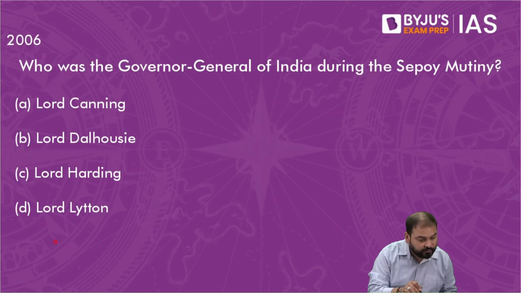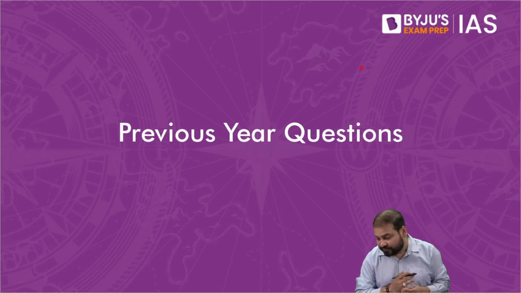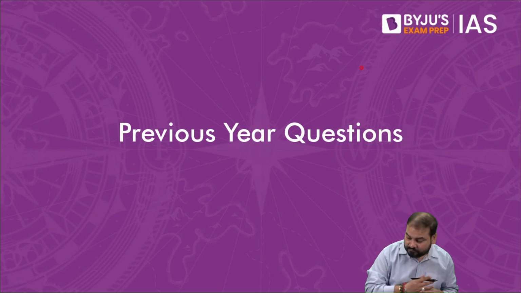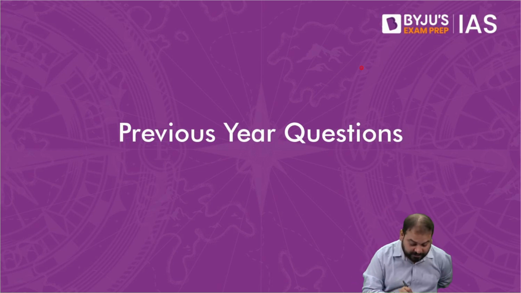How many PYQs do we have today? 299. We have 34 questions. Let's start. Your name comes Unnati. I don't know what's your original name.